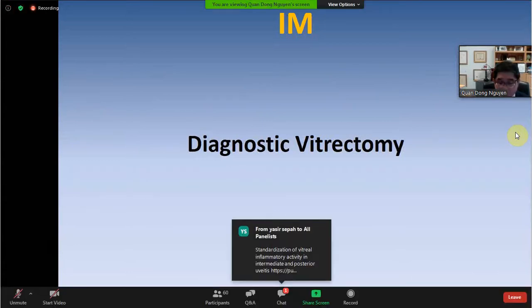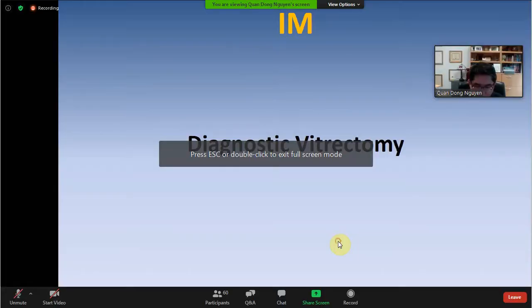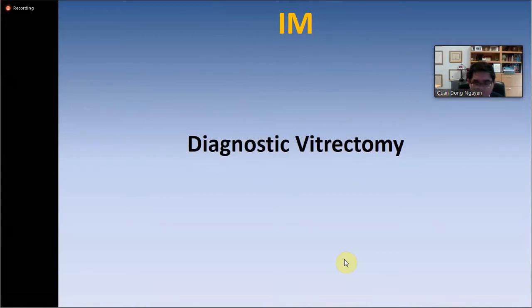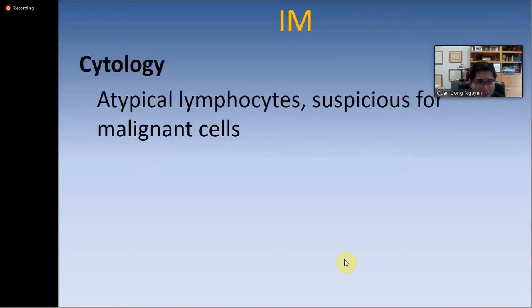vitrectomy was quite important because at the time, given the presentation, we think that given the clumps of cells in the pars plana, given the subtle or somewhat non-discrete subretinal lesion, that's what I'm thinking, and that's what we are concerned about here. So we moved forward to do a diagnostic vitrectomy, and in this case, unfortunately, this is what we found.